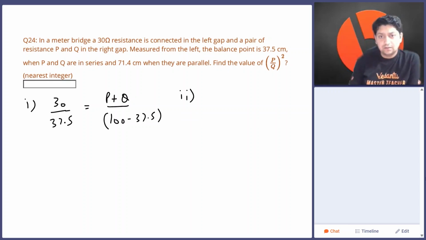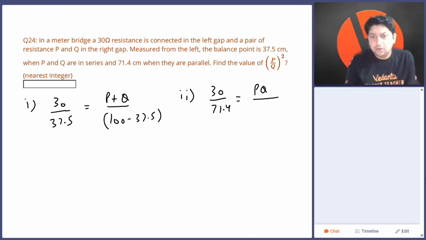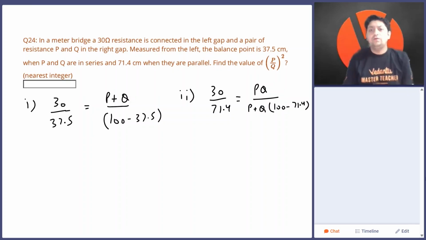In the second equation, the resistance is 30 only, but the balance point has changed because P and Q both are connected in parallel. So PQ over P plus Q, and 100 minus 71.4 will be used. So these are the two equations.